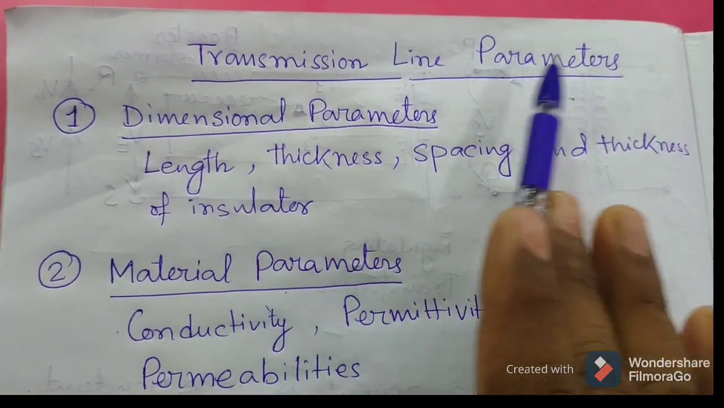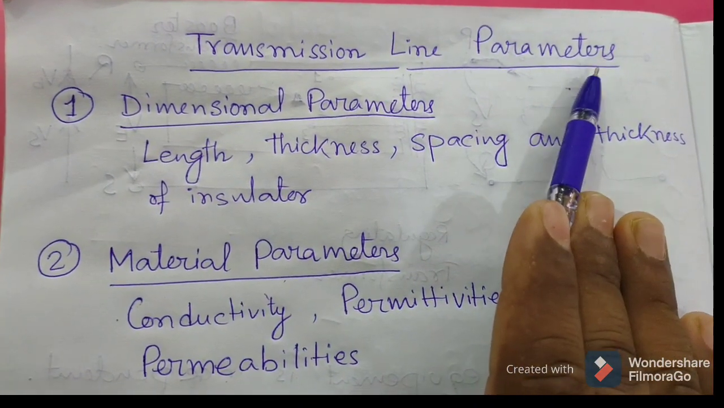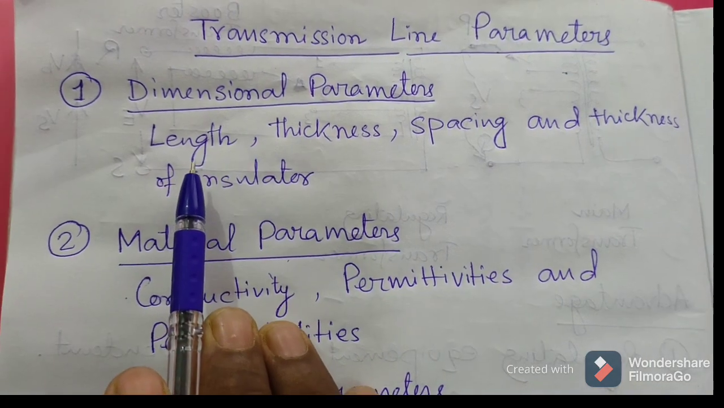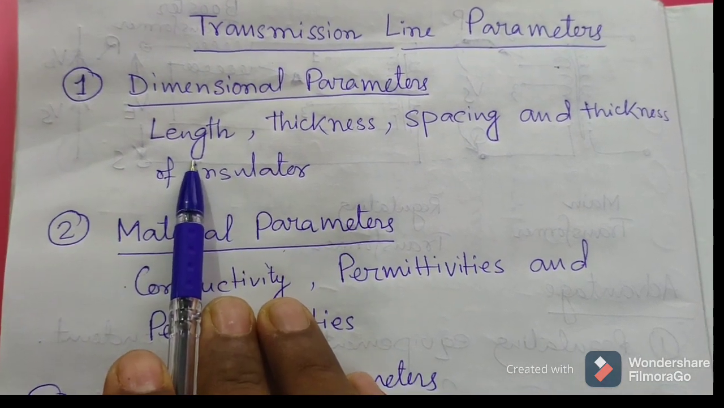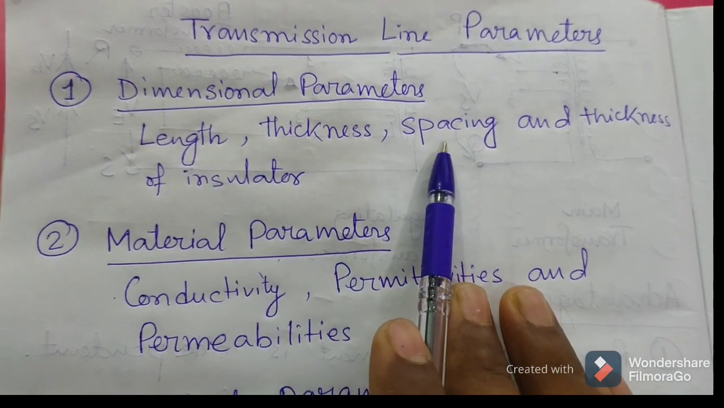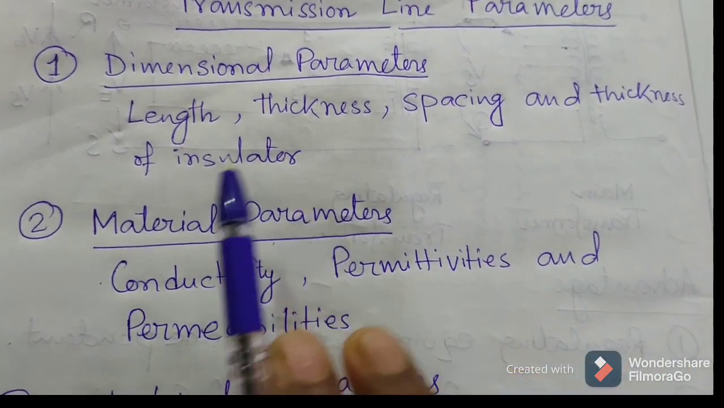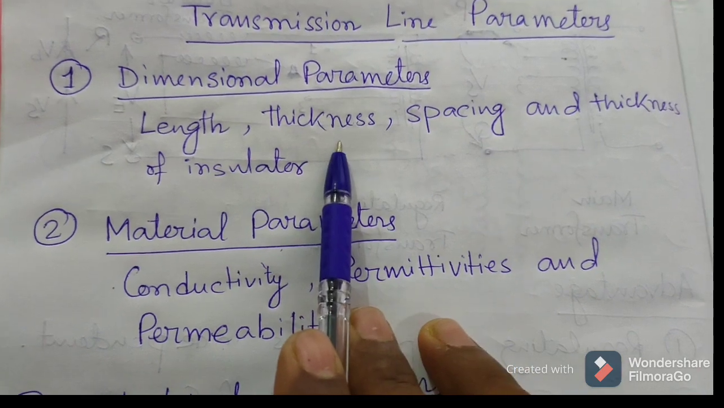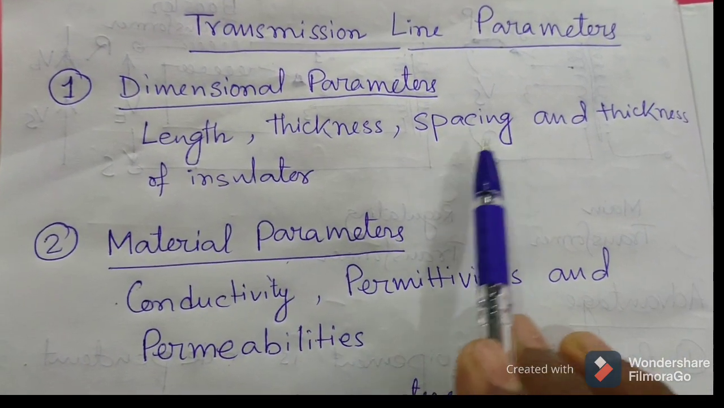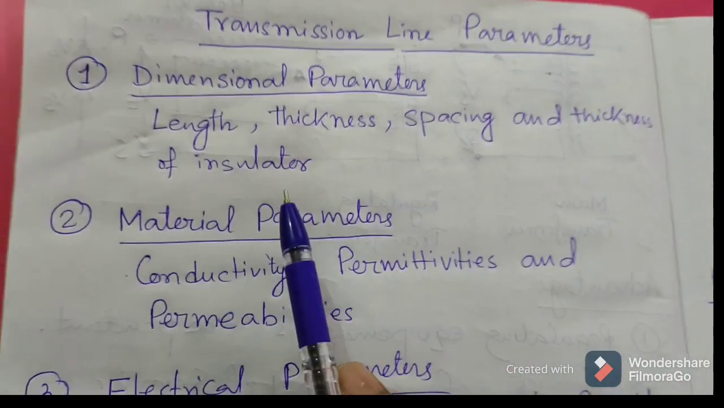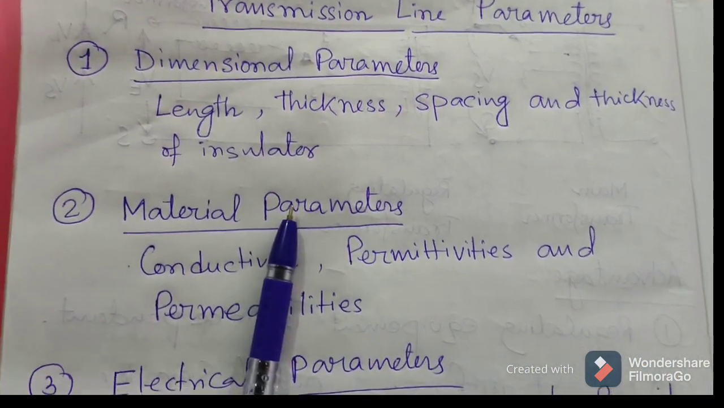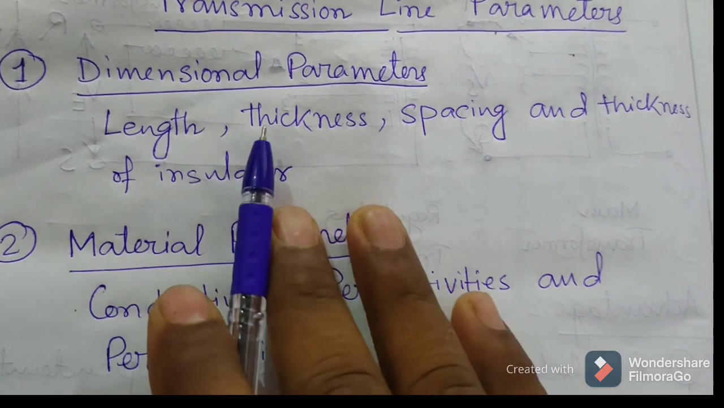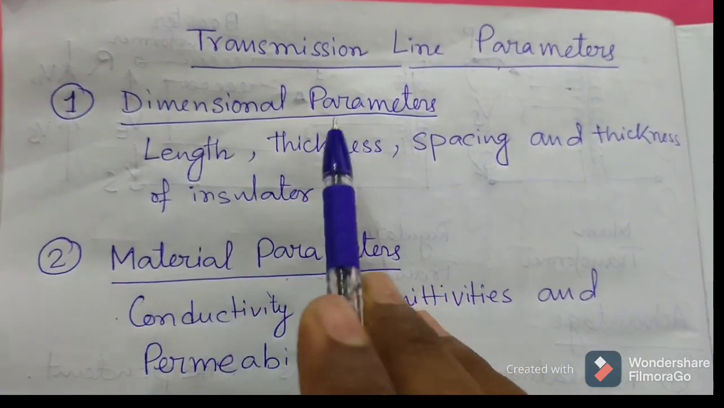The transmission line parameters are also very important topics. They depend on the dimensional parameters. Dimensional parameters are length, thickness, spacing, and thickness of insulator. Length means the conductor length, thickness is the conductor thickness, spacing is the conductor spacing, and the thickness of the insulator. We use the disc type insulator, pin type insulator, shackle type insulator, as per our requirement. So the dimensional parameters are there.